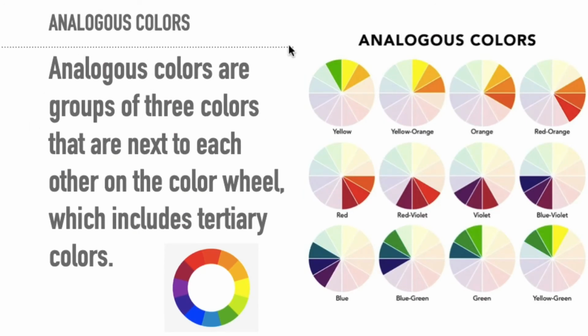Here we have analogous colors. Analogous colors are groups of 3 colors that are next to each other on the color wheel, which includes tertiary colors. So these are just examples. They can be mixed with warm and cool colors and so on, but as long as they're next to each other on the color wheel, they're analogous to each other. So we can have a lot of fun with analogous colors. It's one of my favorite kinds of color pairings to use together. So it can be anything of the sort.